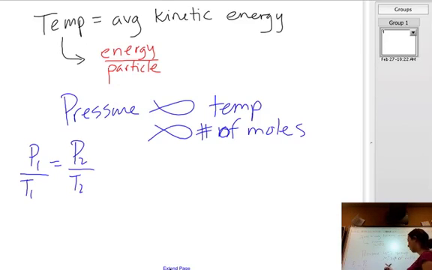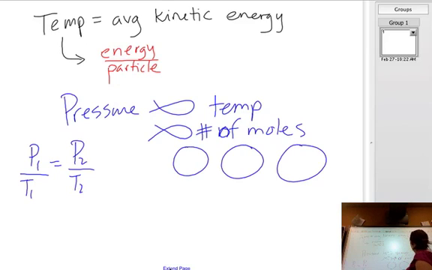So we don't have a law for that, but if I can draw a little picture. So there's a lot. They look like little plus signs. So if these containers are all the same size, which one has the most pressure? The first one, the one with the more moles, right? So pressure increases if the number of moles increases.